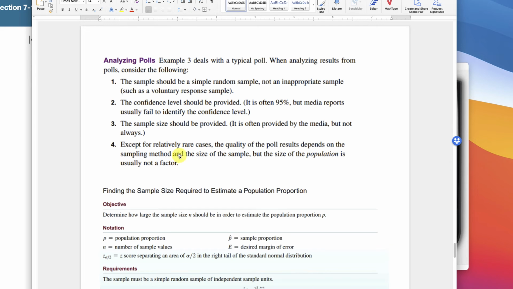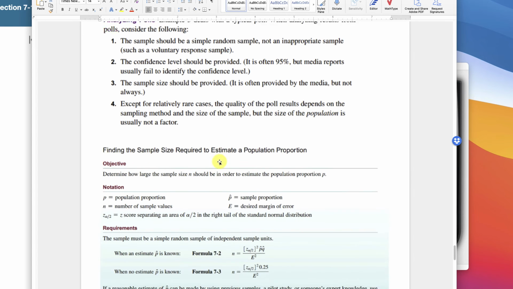All right, let's look at the last part, analyzing polls. Example 3 deals with the typical poll. When analyzing results from polls, consider the following. The sample should be a simple random sample, not an inappropriate sample. The confidence level should be provided. It's often 95%. The sample size should be provided. Except for relatively rare cases, the quality of the poll depends on the sampling method and size, but the size of the population is usually not a factor.